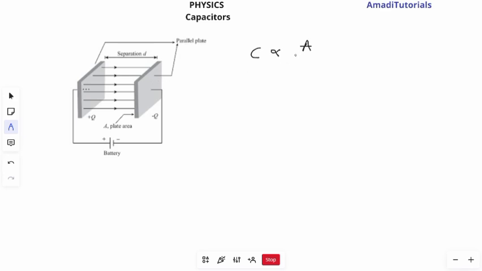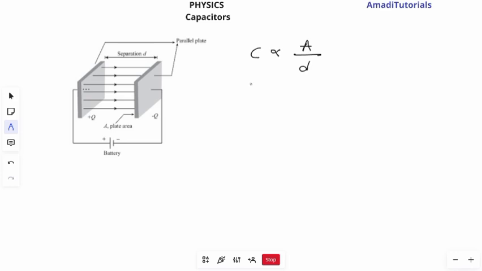And then capacitance is inversely proportional to the distance of separation, D. That means the further the distance, the lesser the capacitance. So those are the two basic variables that capacitance depends on in terms of construction.